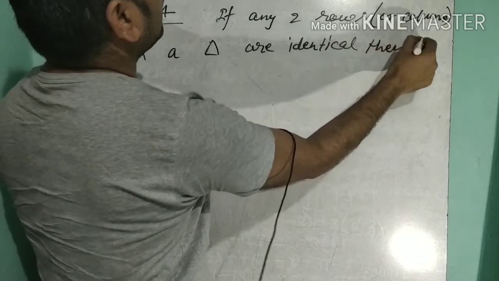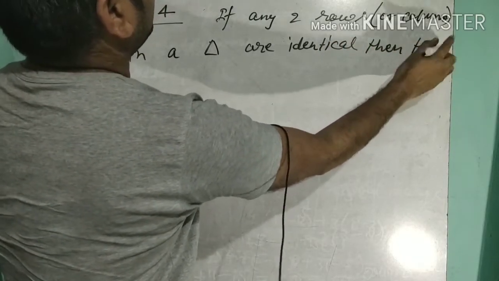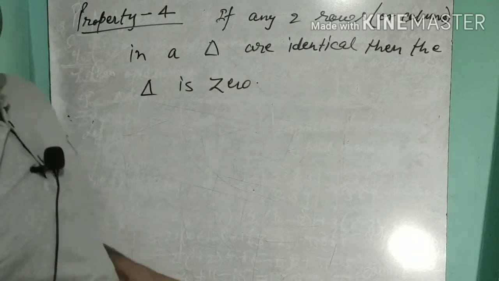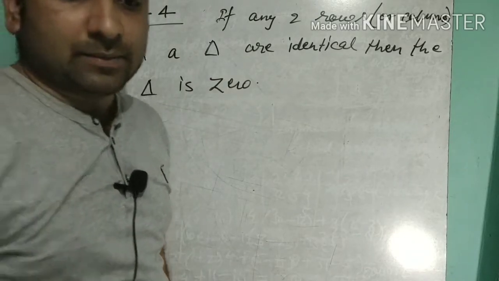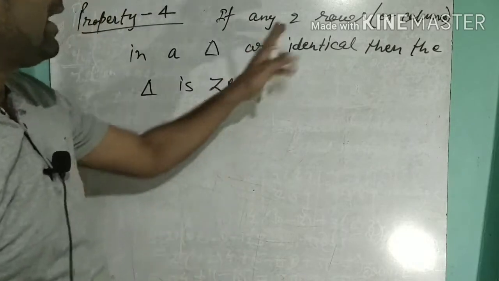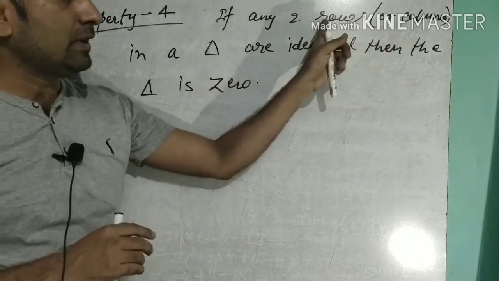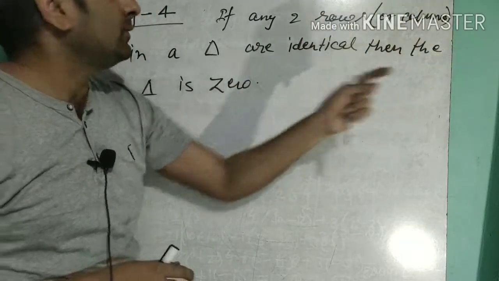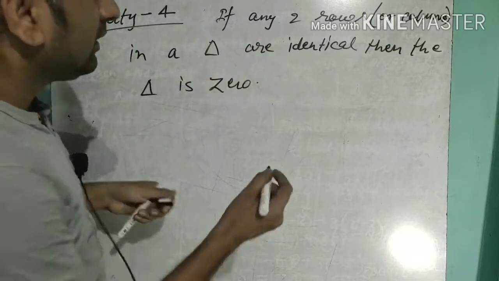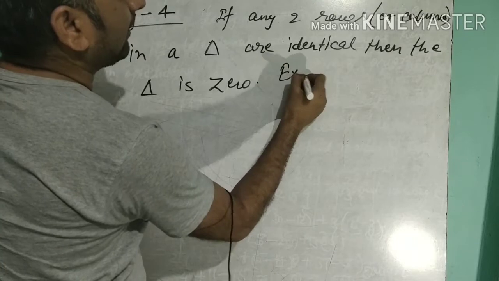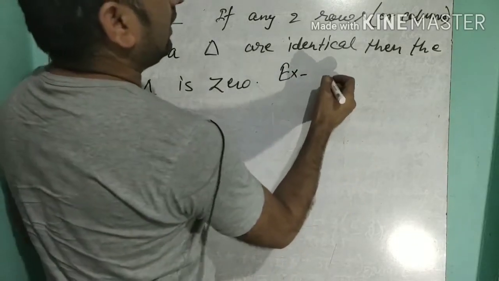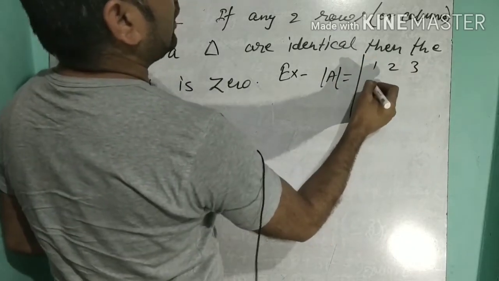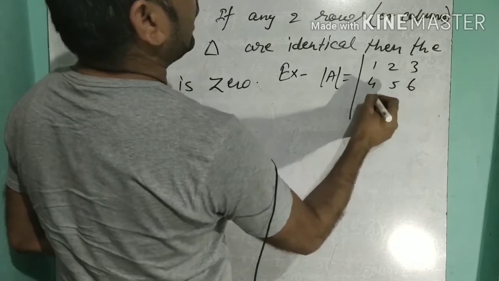then the determinant is 0. Students, I am explaining here: if any two rows or columns, I am talking not only about two rows but also two columns, in a determinant are identical. I am giving you an example. Suppose I take a determinant of A equal to 1 2 3, 4 5 6, and again 1 2 3.